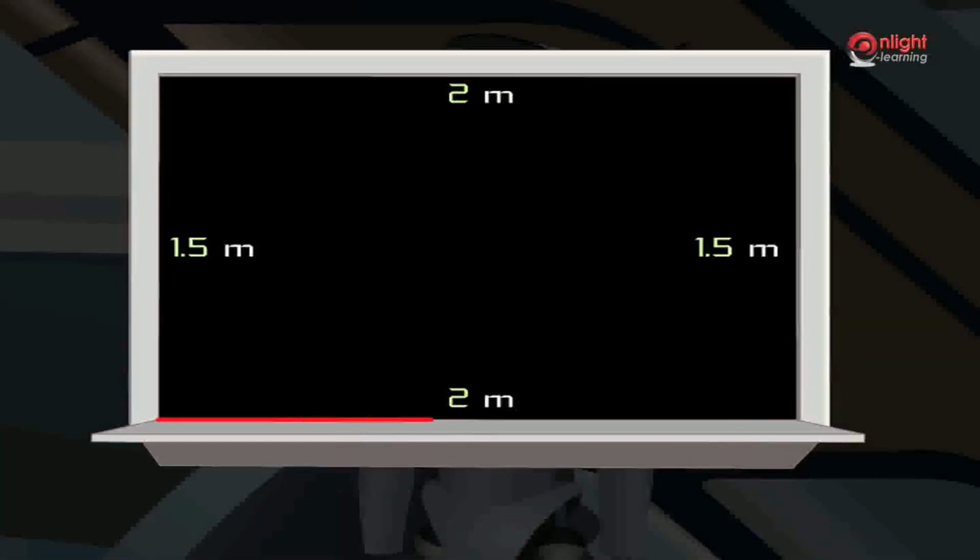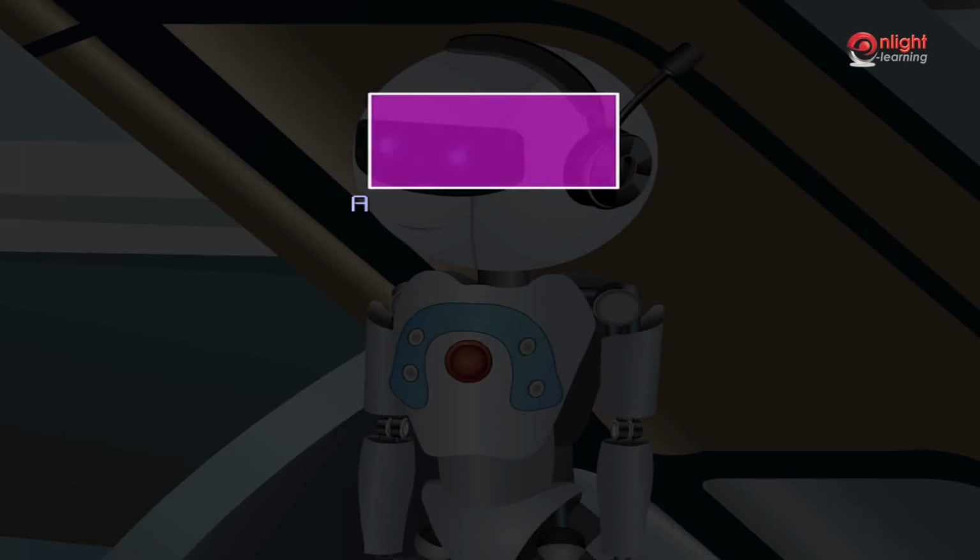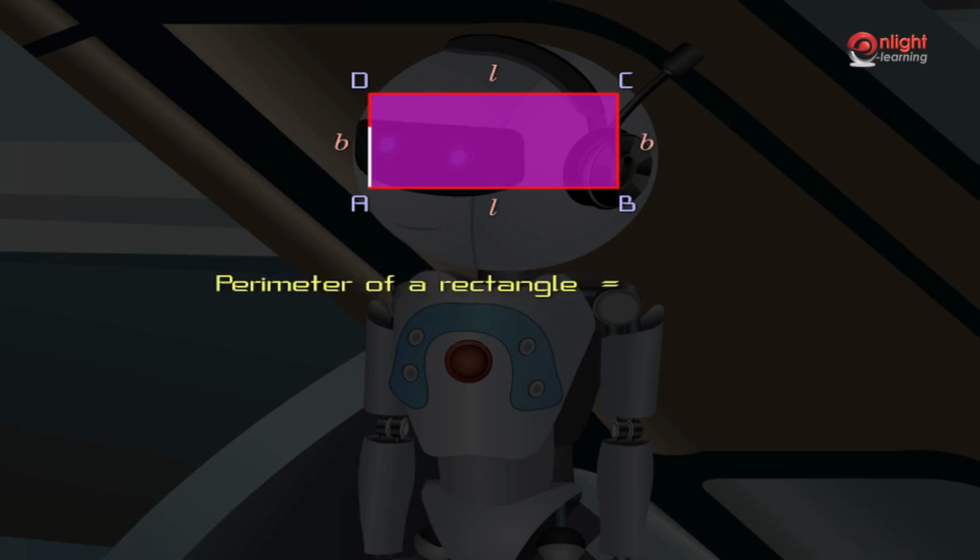Hence, for finding the perimeter of a rectangle, we require the lengths of only one pair of adjacent sides, also known as the length and breadth of a rectangle. For example, consider rectangle ABCD. The lengths of the adjacent sides AB and BC are known to be L and B. Since opposite sides of a rectangle are equal, the length of CD is equal to L and the length of AD is equal to B. Since now the length of all four sides are known, the perimeter can be found, which is equal to L plus B plus L plus B, which is equal to 2 times the sum of L and B.